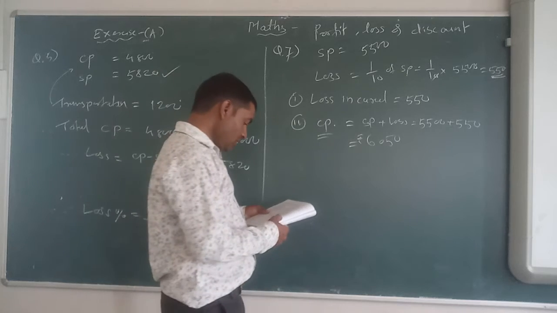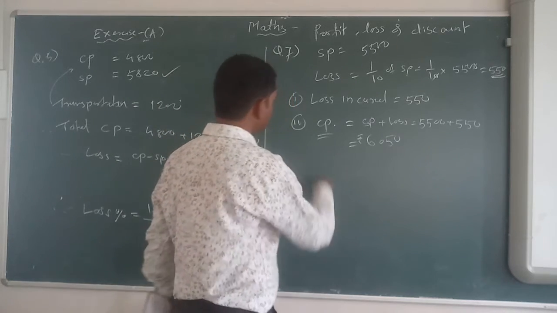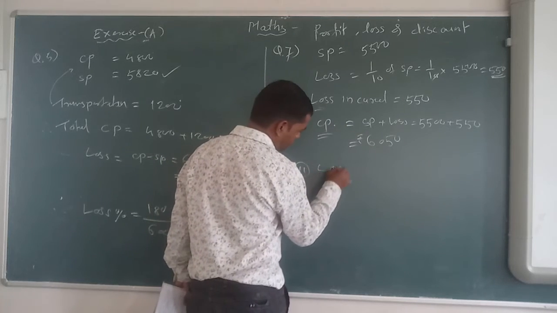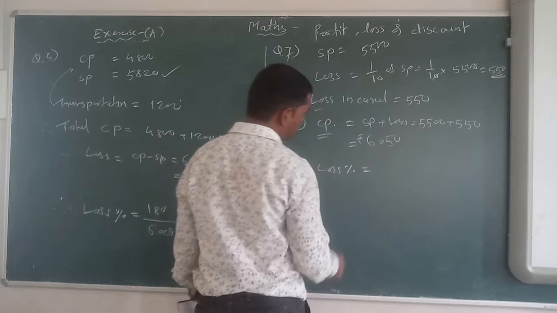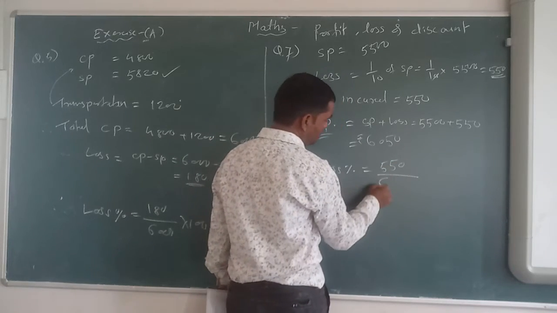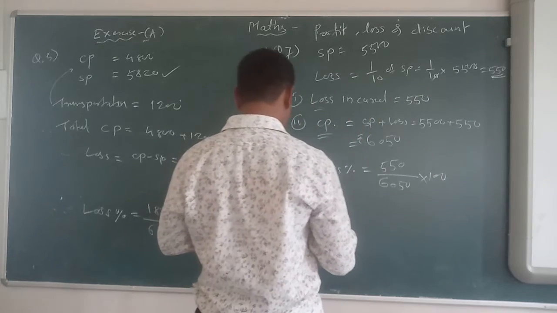Now another thing we have to find is the loss as a percent. Loss percent we have to find out. Third one, loss percent is equal to loss upon CP into 100. Loss is how much? 550. What is the CP? 6050 into 100. You can do this calculation.